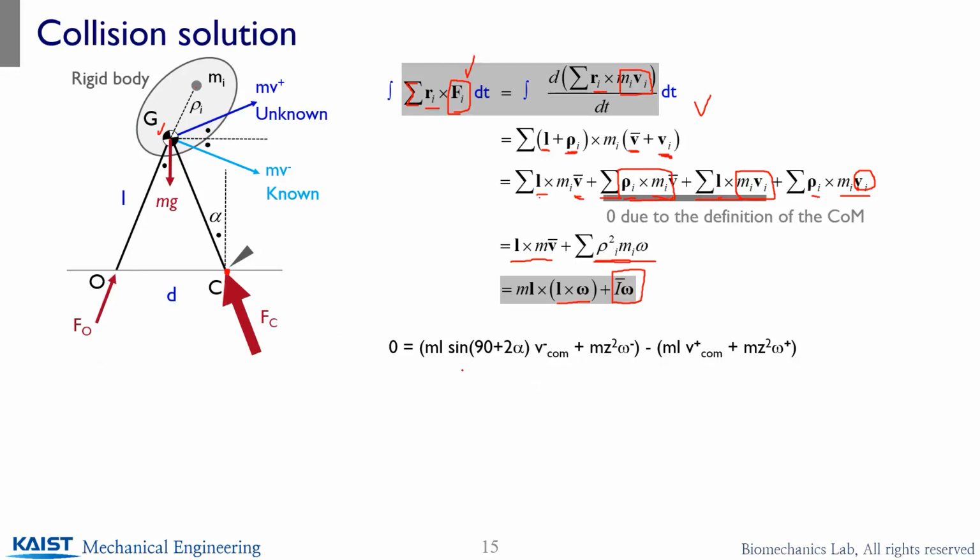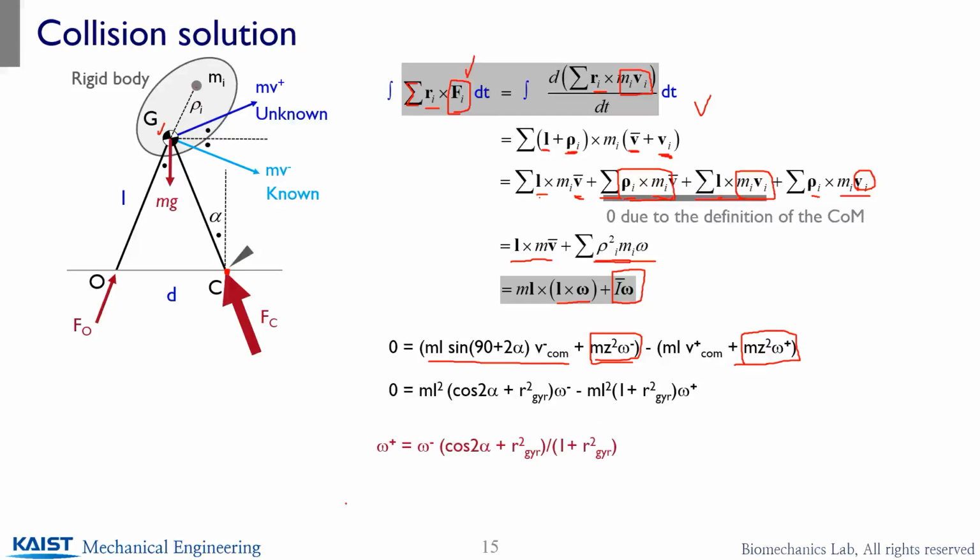then you will have additional, in terms of L cross product M V term, you will have additional m z square omega minus m z square omega plus. So if you just rewrite the equations, and if you solve everything in terms of omega plus, instead of omega minus cosine alpha, you will also have a parameter that includes the shape of your rigid body, the mass distribution of your rigid body.